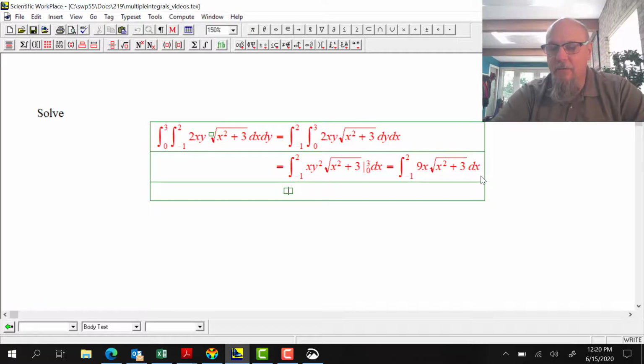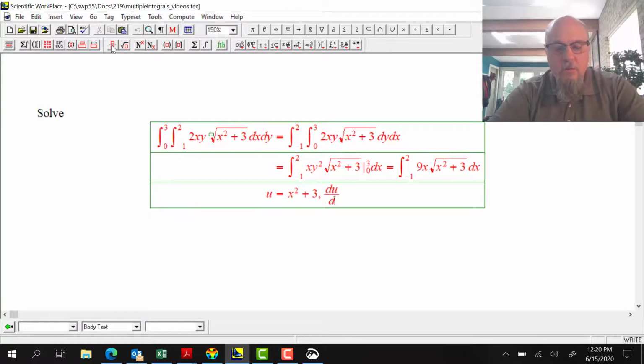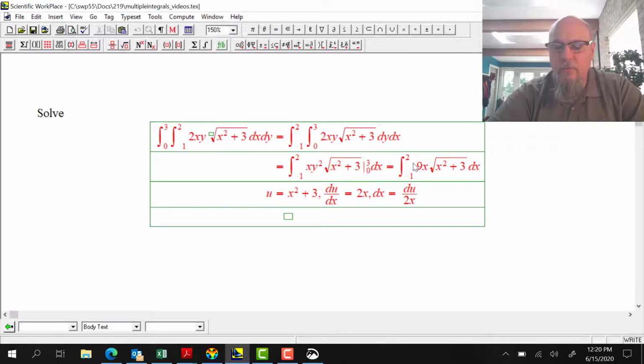Now to do this integral, I could do it by inspection, but I'm going to do it by u substitution because I want to remind myself of how to switch the endpoints when I do u substitution. So I'm going to let u equal x squared plus 3, which means du dx is equal to 2x, or in other words, dx is equal to du divided by 2x.